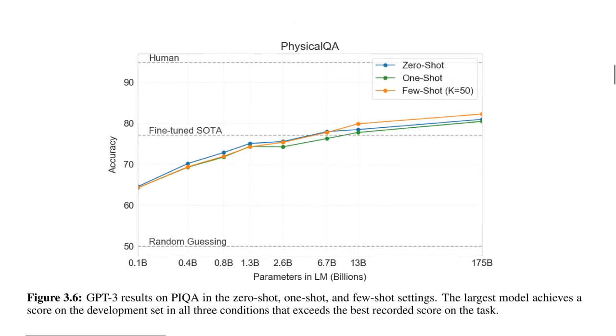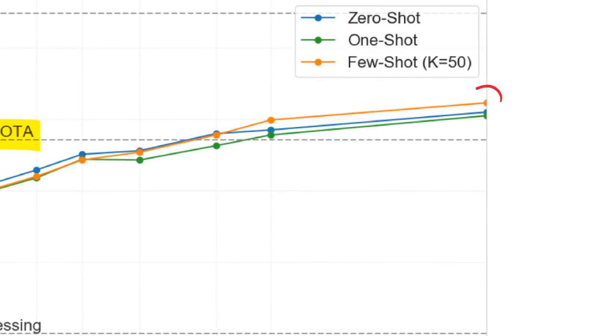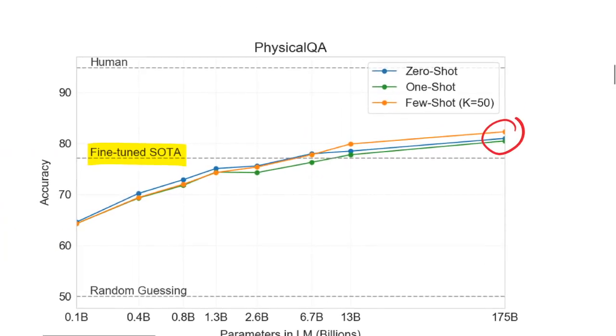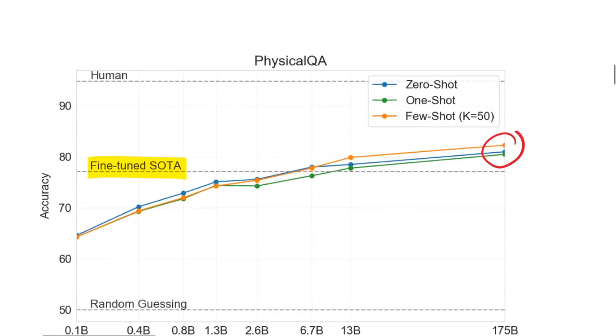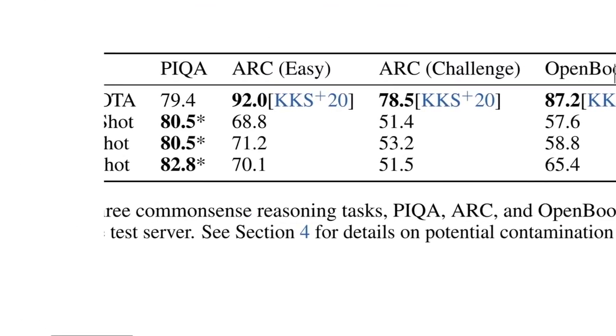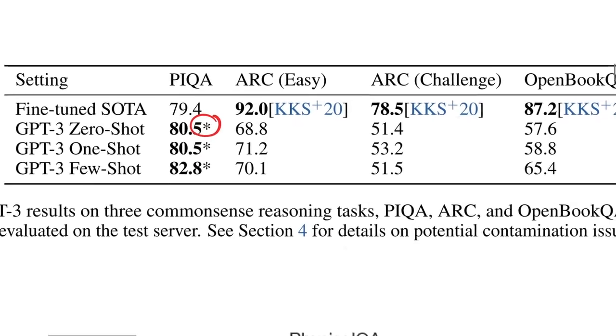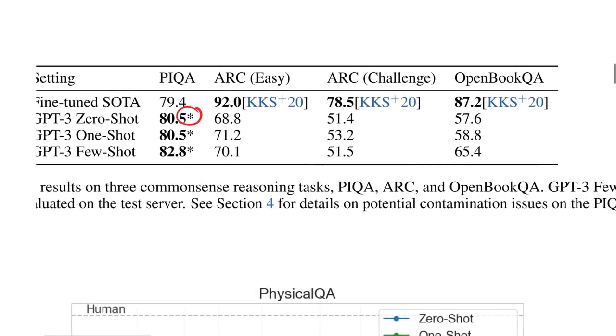And they say that they can outperform a fine-tuned state-of-the-art model on this if they go just high enough. And you can also see that there isn't much of a difference between 0, 1 and few shot for this model, even though 0 shot is even higher than 1 shot. So this is probably just noise. But then you find out that they have an asterisk here. And this means that this is potentially a contaminated dataset.